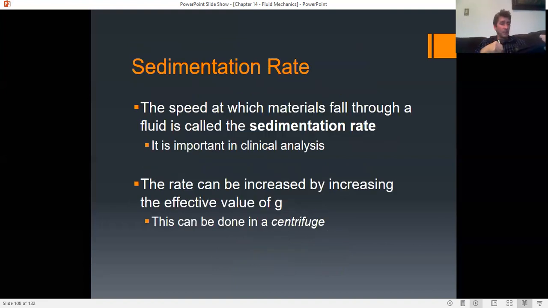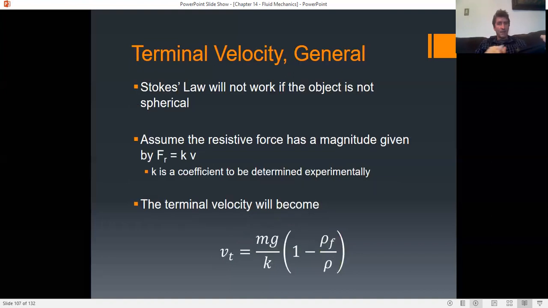The speed at which material falls through a fluid is called the sedimentation rate. It's important in clinical analysis. The rate can be increased by also increasing the effective value of G. Let's go back to this equation right here. See how this G is related to the terminal velocity?